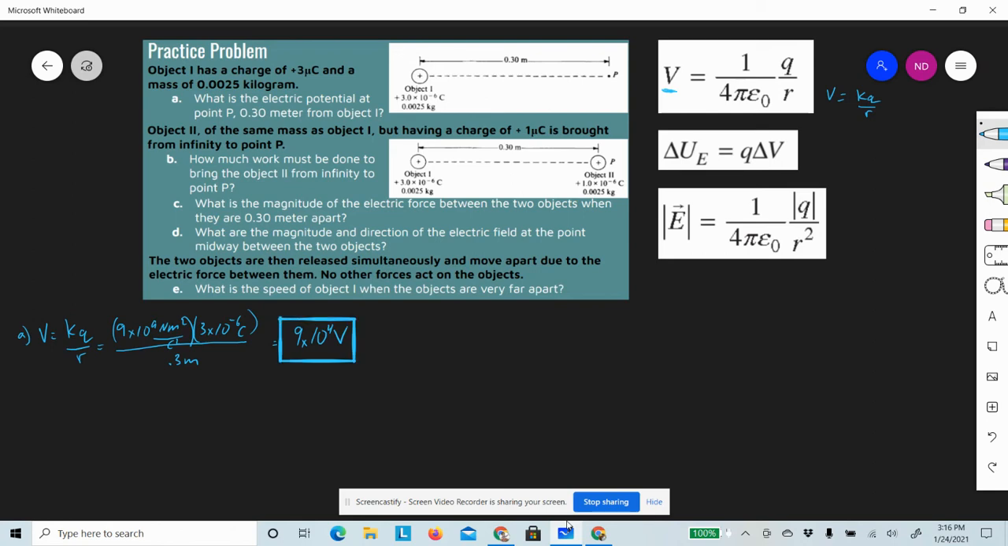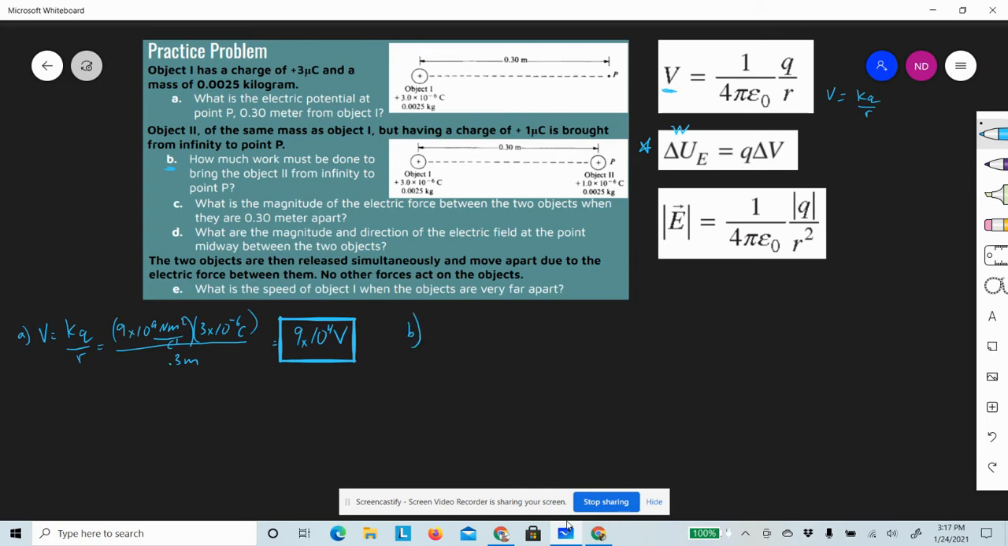That's for part A. For part B, little unfair of me to ask you this right now. This equation, this thought is coming up in the next couple of slides. But how much work must be done to bring some other charge to this point? Over here is the equation. Change in energy equals, sometimes this is called electrical work, change in energy equals Q delta V. We just figured out the delta V at that point, right? It's from infinity to there.